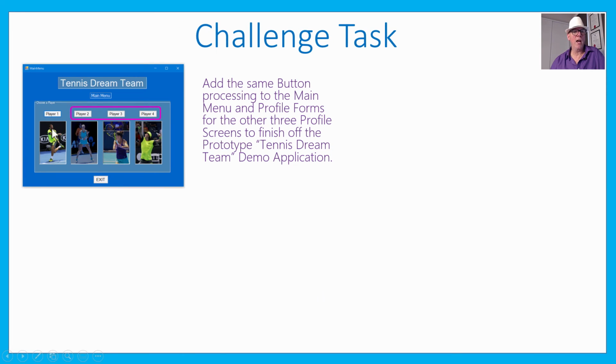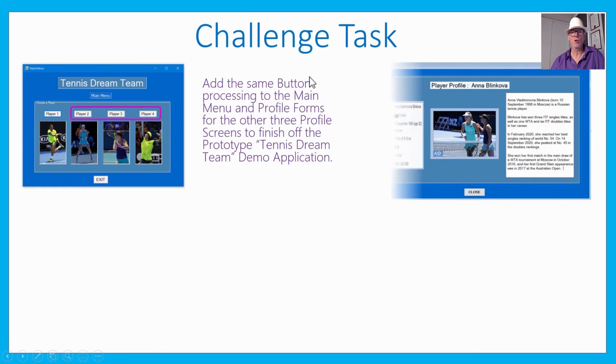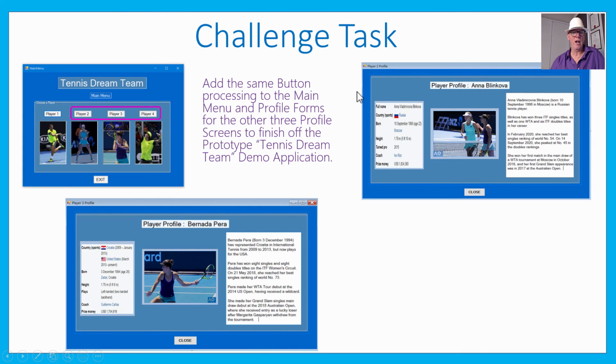All right, so we've got player 1 working for you and showed you how to do it. Should be pretty easy for you to get player 2, 3, and 4 buttons working. So that's your little challenge task. So if they click the player 2 button, we get the Anna Blinkova screen up.